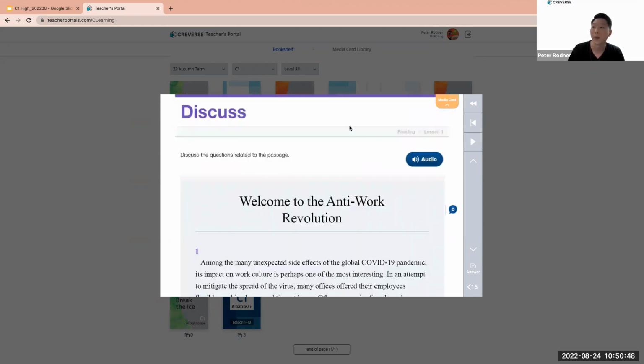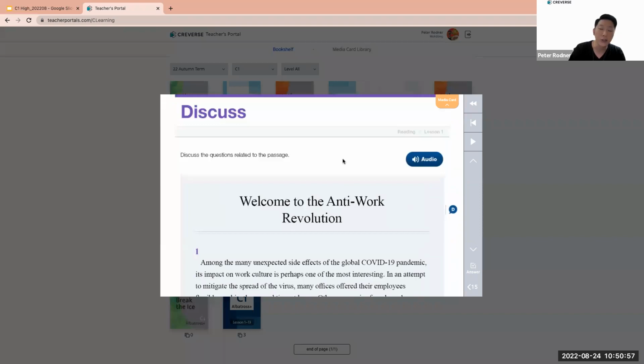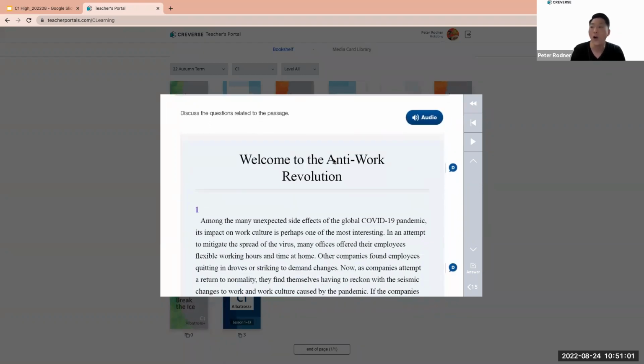Okay. So here afterwards, there is a discuss page. The discuss page is just a repetition of the whole reading. You do not need to do the reading again. You do not need to really go over anything in the reading. All you need to do is discuss the general topic of what the reading was about.